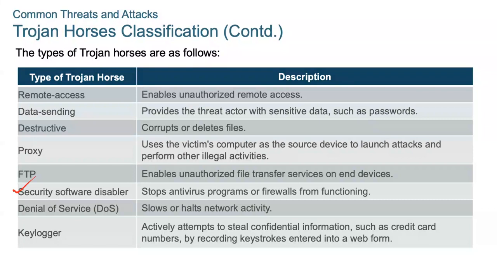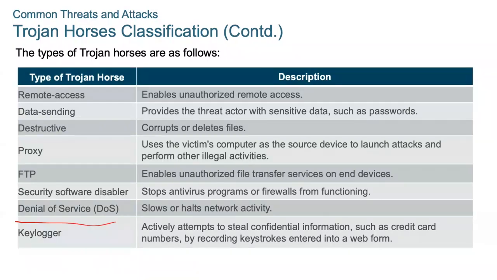And another one is your security software disabler. So this stops the antivirus programs. If you are running third-party antivirus programs on your system, they try to stop that antivirus program and then they will try to attack the security of your system. And another one is based on the damage that this Trojan horse creates.